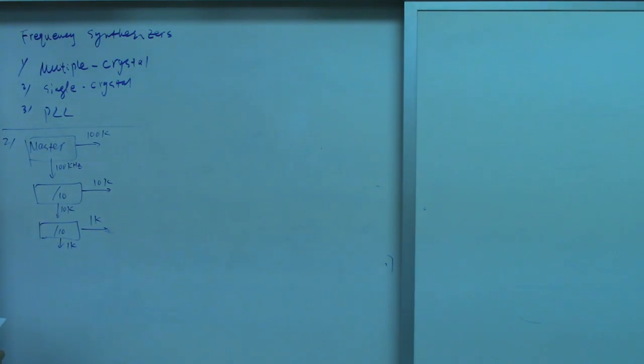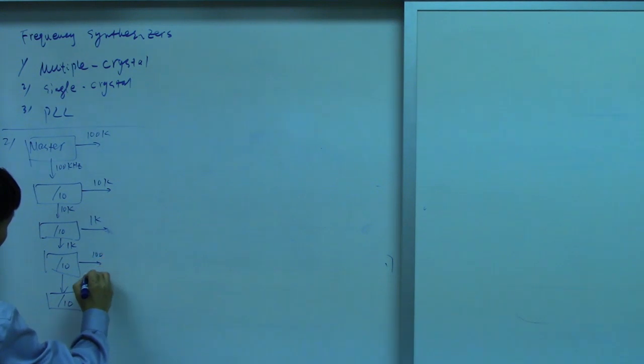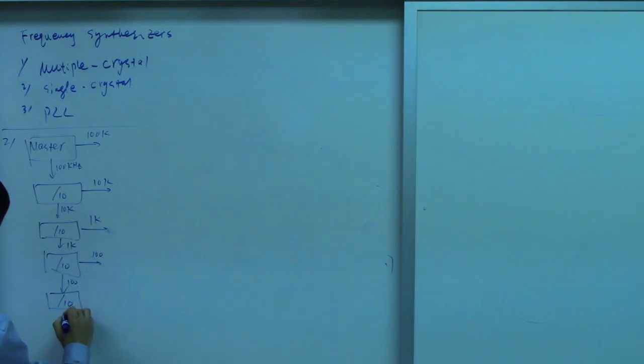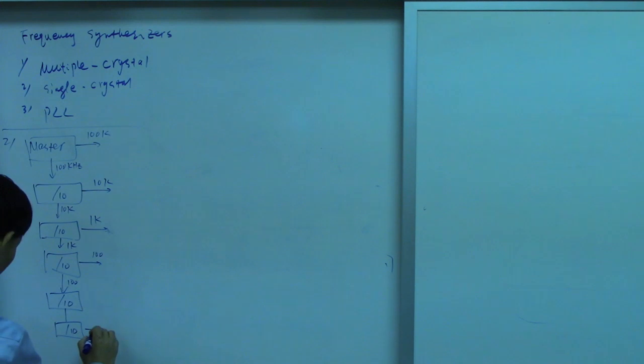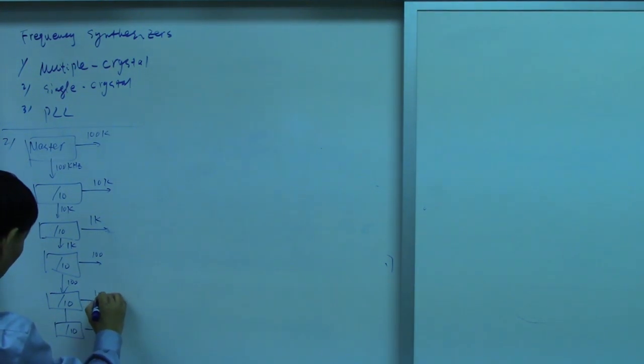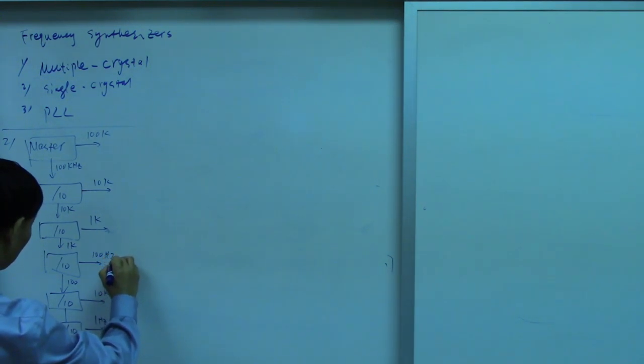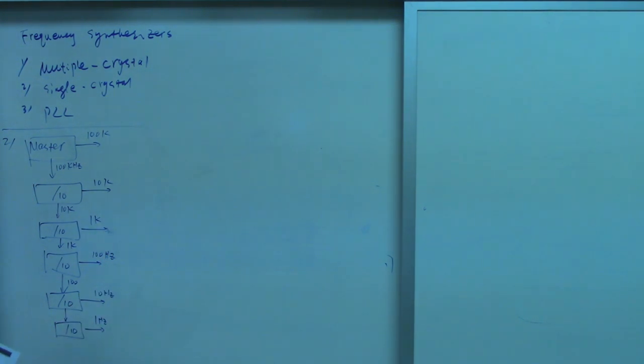Then we do the same thing. Next, divide by 10, then divide by 10. This one will equal 100 hertz. And then we have another one here, divided by 10. So this one will equal 10 hertz, and this one will equal 1 hertz.